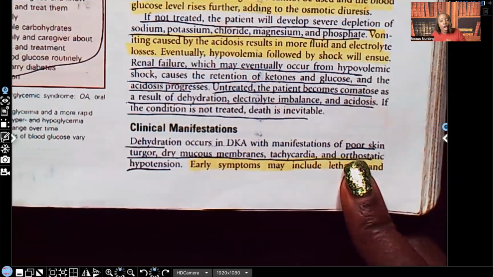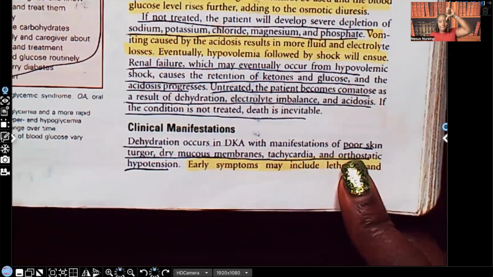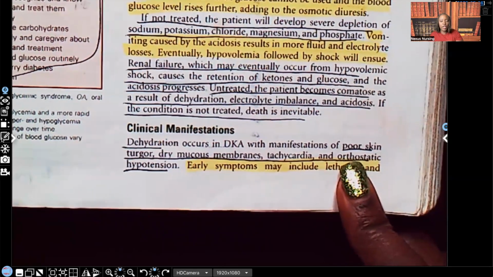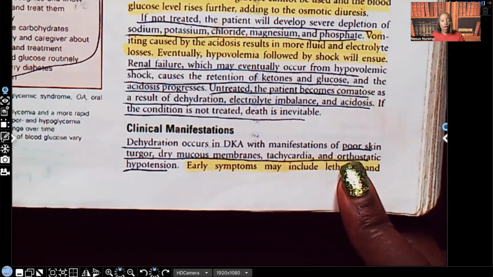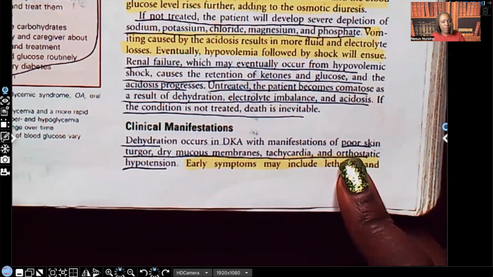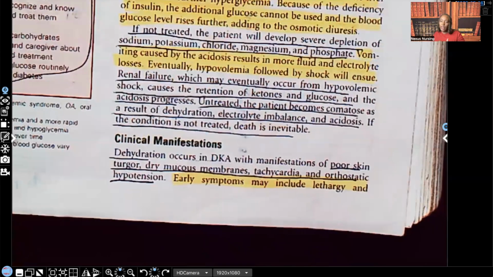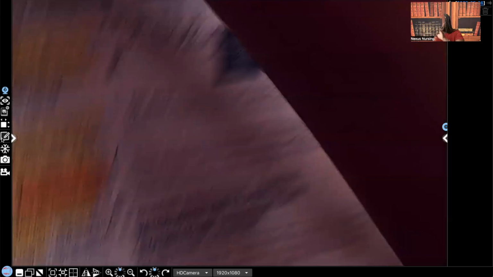Orthostatic hypotension, because even though we see that heart rate going up, that blood pressure is doing what? Going down, especially as they move or try to get up. Why? Think about what's happening, guys. Those kidneys are shutting down. Patients are going to have orthostatic hypotension. Early symptoms include lethargy. We know lethargy, guys, when they're not with it. You're like, hey, wake up. What's going on with you? And they're just not with it. Okay. Lethargy.